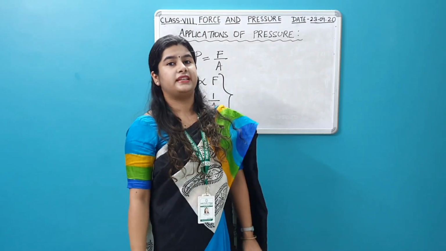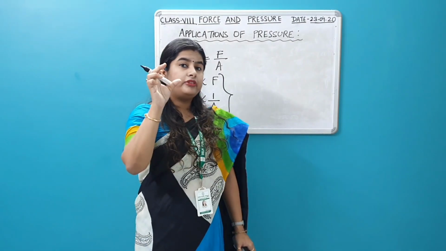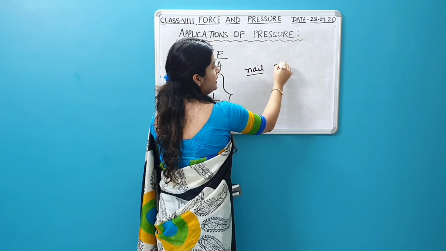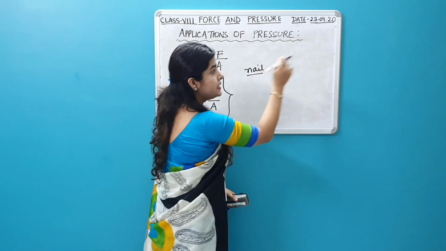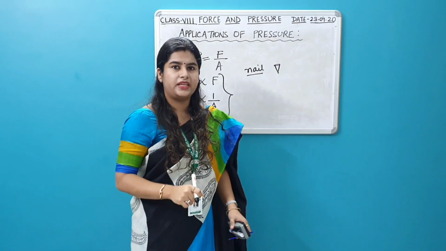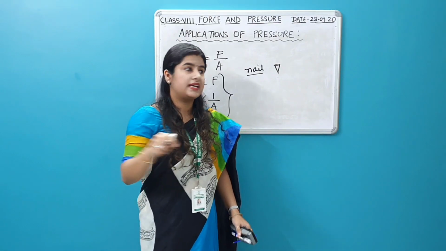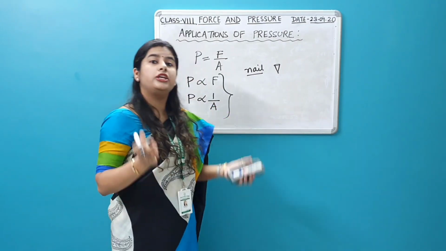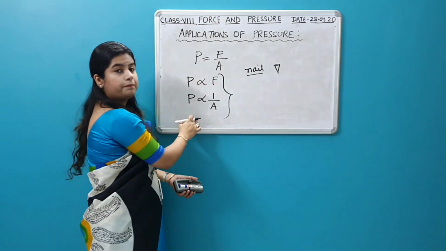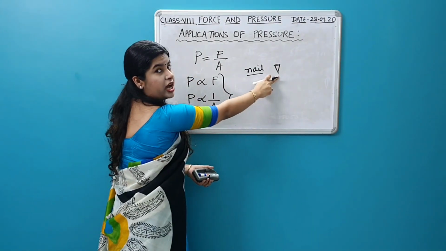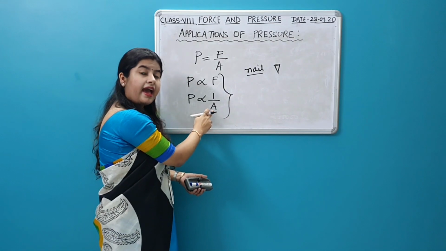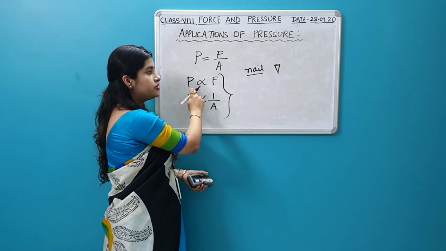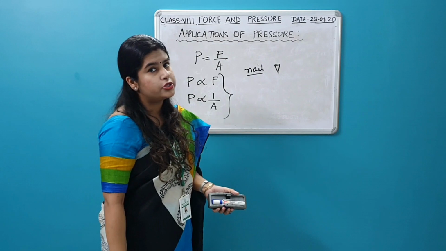Another example, let me take. You must have noticed that if the nail, N-A-I-L, supposing this is a nail, if the edge is sharp, it is easier to insert it in a wall. It will easily penetrate a wall. But if this is blunt, it is difficult. Why? Again, you get your explanation from here. If the edge is sharp, the area of contact is less. And if the area of contact is less, your pressure is automatically more. And if pressure is more, the effect of force is also more.